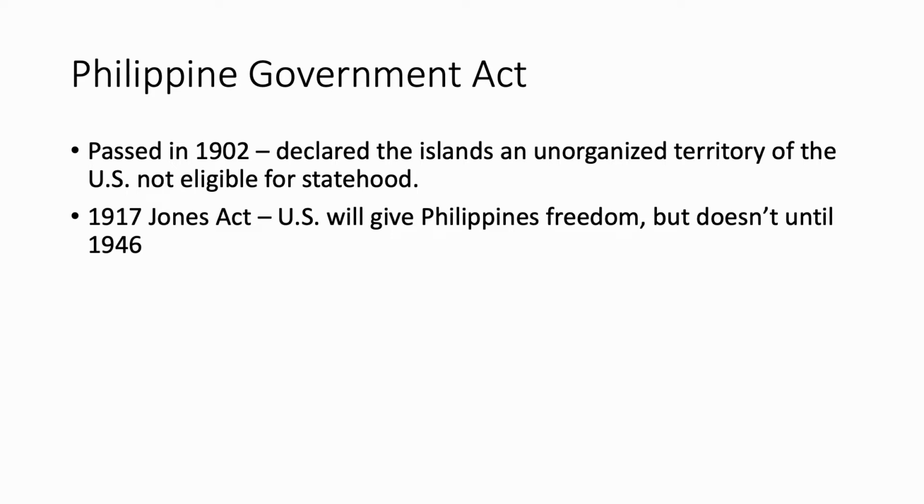In 1917, the United States Congress passed the Jones Act, which made it so the United States would give the Philippines their freedom. However, the act does not state when this freedom will be given. And the United States does not give the Philippines their freedom until after World War II is over, in 1946.